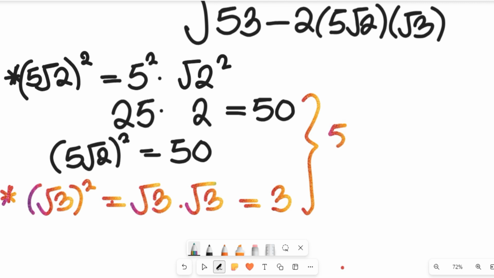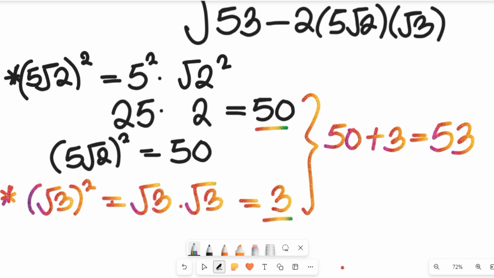And we know that 53 is equal to 50 plus 3. So this is taking us somewhere. That tells us that we can replace 53 with 50 plus 3. And remember that 3 is the square root of 3 squared, and 50 is the square root of 5 root 2 squared. Now, let's implant it into that initial expression.